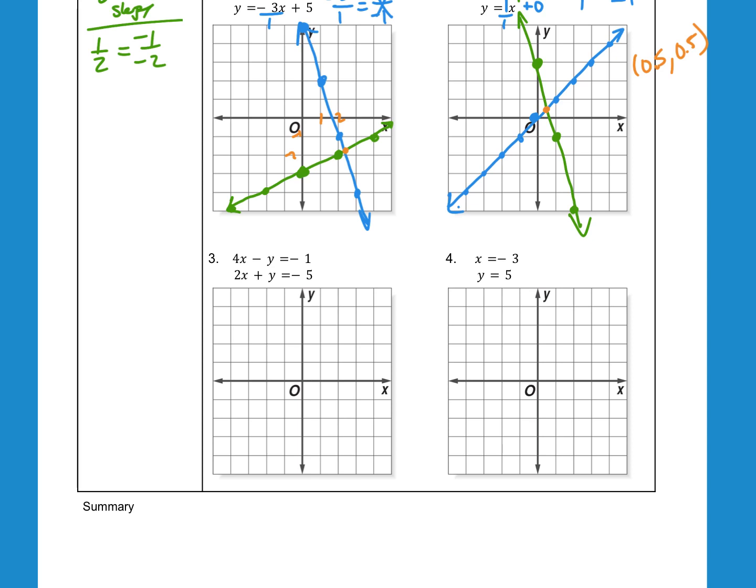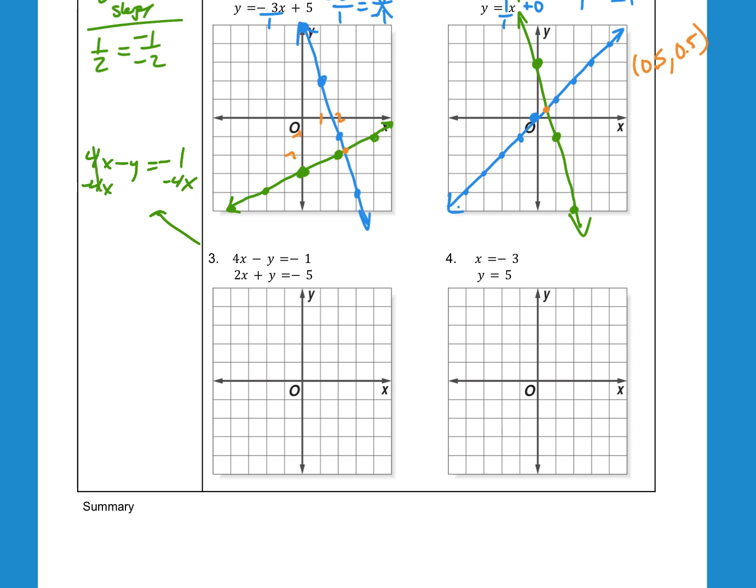For number 3, we have to write these in our slope-intercept form first. And I'm just going to use this space off to the left to do that. So we have 4x minus y equals negative 1. We're going to subtract the 4x from both sides.